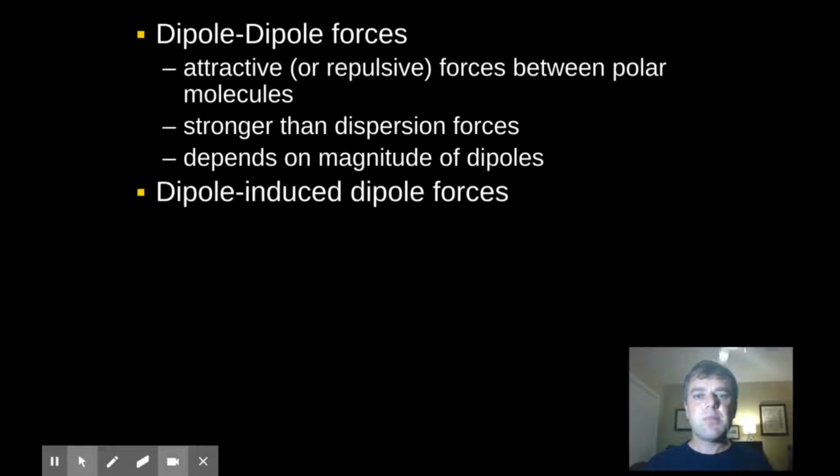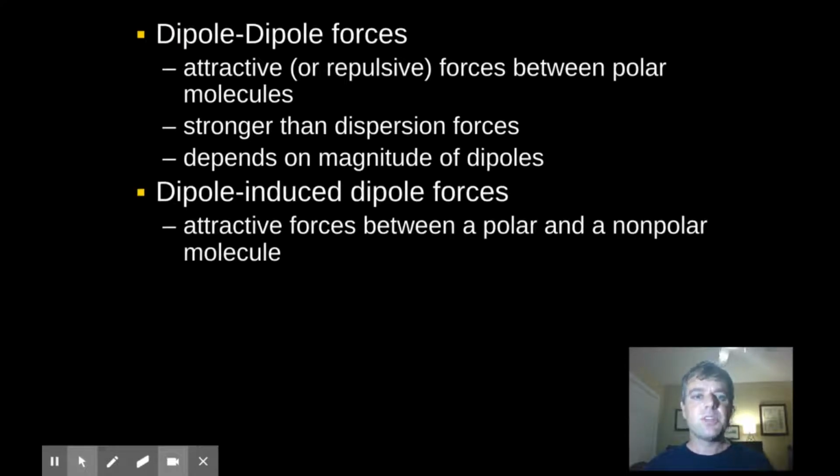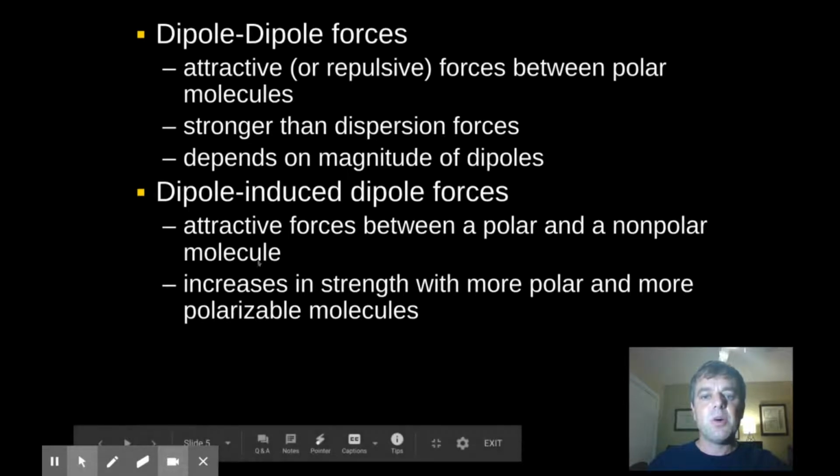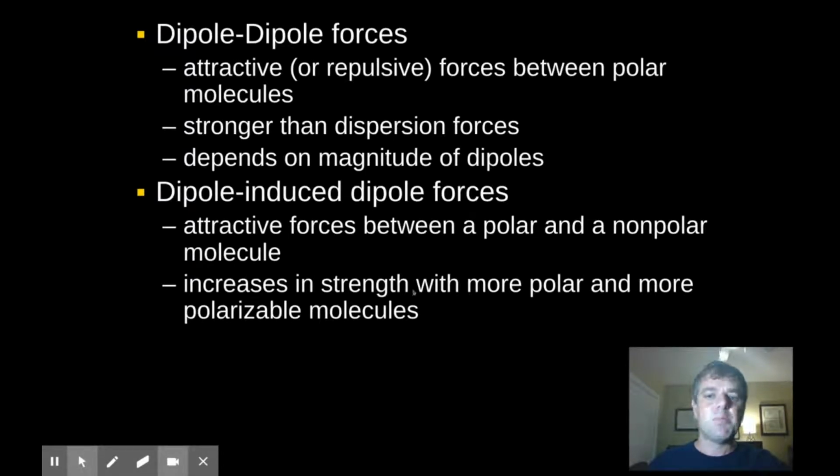Then there's another force called dipole-induced dipole forces, which is the attractive force between a polar molecule and a nonpolar molecule. Because if you bring a polar molecule up to a nonpolar molecule, it can induce a temporary dipole in that nonpolar molecule. For instance, the positive end of a polar molecule coming up to a nonpolar molecule can pull the electron density towards it and set up an induced dipole. Now, this is more likely to happen the more polar the one molecule you have and the more polarizable the other molecule is. So, molecules with large electron clouds and other very polar molecules, you're likely to get this to happen.